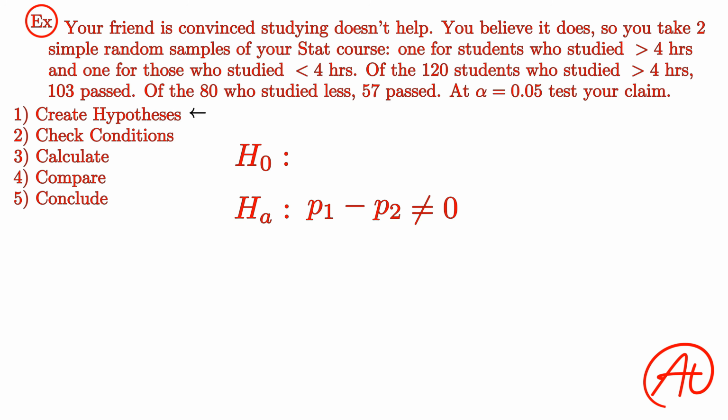For our problem, we are testing to see whether studying for more than 4 hours significantly increases your chances of passing the final exam. So we can say our alternative hypothesis is that the proportion of students who study more than 4 hours and pass their final, P greater than 4, minus the proportion of students who study less than 4 hours and pass their final, P less than 4, is greater than 0. Then our null hypothesis is always just the opposite of this, which makes our null hypothesis H sub O, P greater than 4 minus P less than 4 is less than or equal to 0.